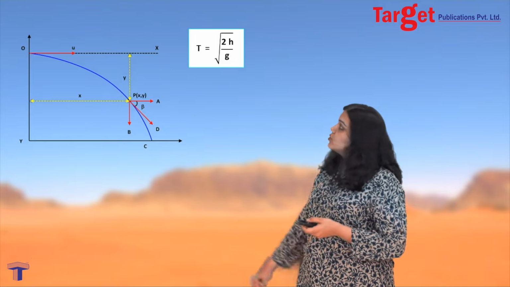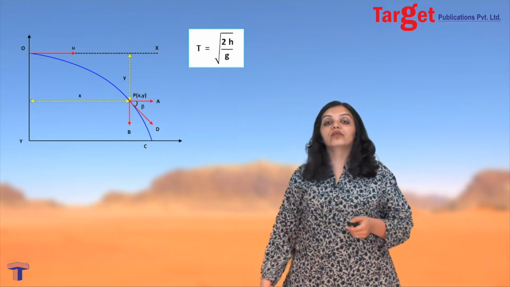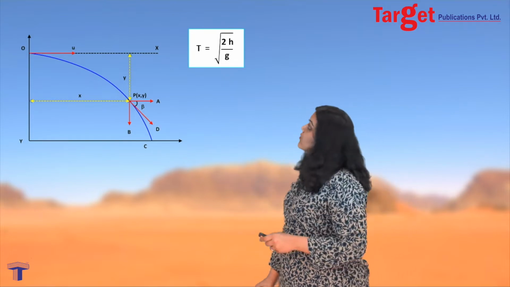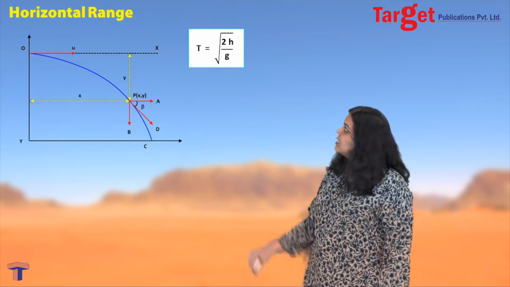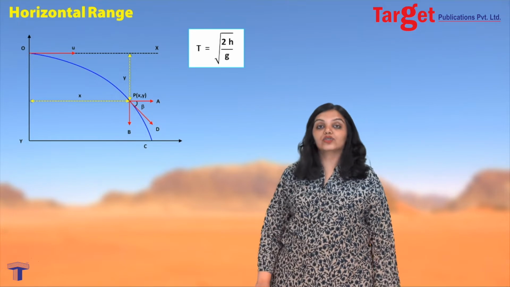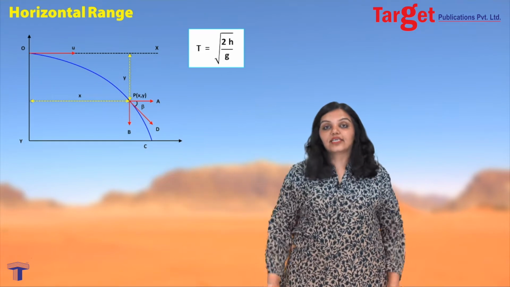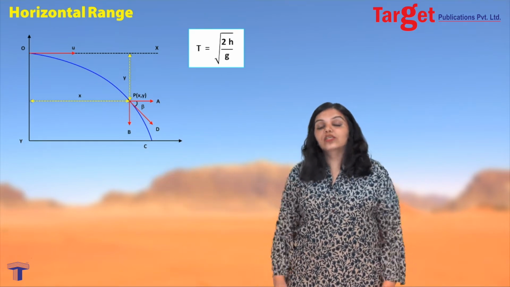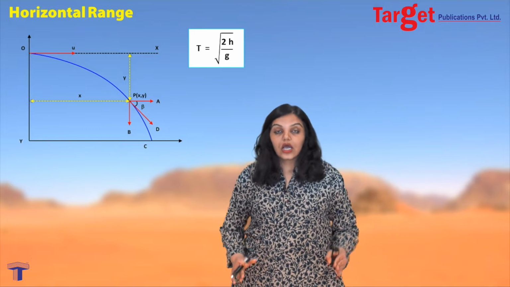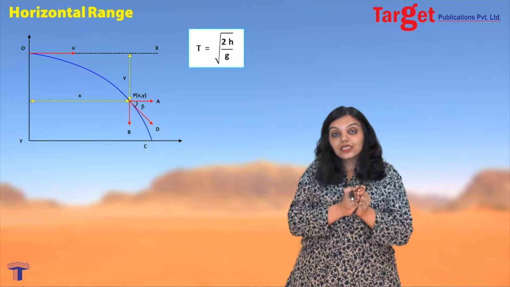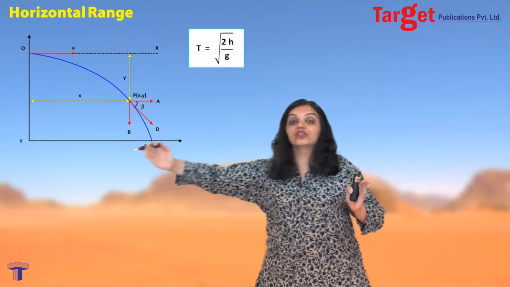Now in the previous module we already found the formula for time of flight and it was given by root 2h by g, that is h is nothing but the height of the object from the point of projection. G is nothing but the acceleration due to gravity. Now I want to find out the horizontal range. Horizontal range means the maximum distance the object covers horizontally.